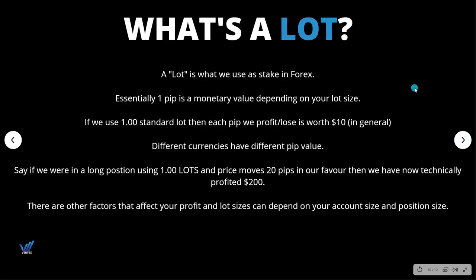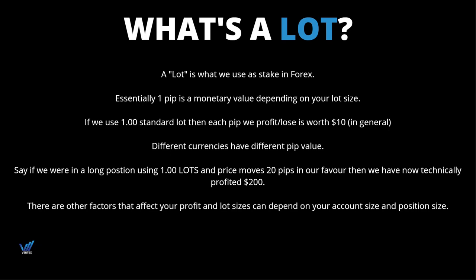What's a lot? A lot is what we use as stake in Forex. Essentially, 1 pip is a monetary value depending on your lot size. So if you're thinking about gambling, then 1 pip is, I don't know, like your odds, for example, and your lots are your stake. So if we use 1 standard lot, which is quite a lot, especially as a beginner in Forex, you won't be using 1 lot, you'll be using 0.03, 0.04, 0.05, potentially up to 0.5. Depends how much you put in. Again, we'll get into this in the future.